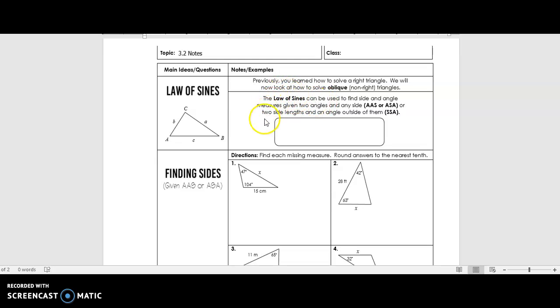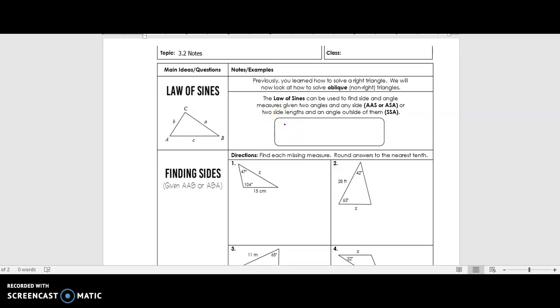We use the law of sines to find a missing angle or missing length, whatever the case may be, in situations where you have angle-side-angle or angle-angle-side. So you can use this law of sines to find the side and angle measures. Okay, so what is this law of sines?